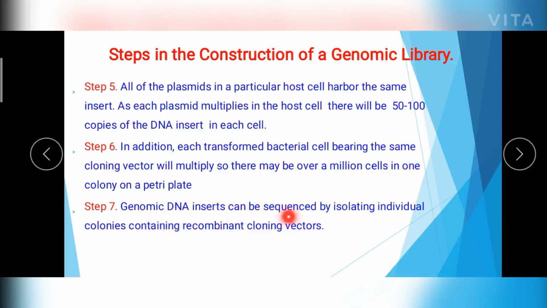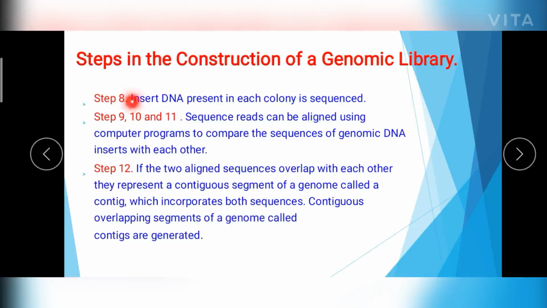In step 7, the genomic DNA insert can be sequenced. If you isolate a particular colony, you can isolate the specific gene which is cloned in that recombinant vector. Step 8 is that the insert DNA present in each colony can be sequenced, and you can align the sequences, because the human genomic library contains a large genome and you can't read it manually. So by using computer programs, you arrange and align all the sequences, and that entire sequence represents the genomic DNA.